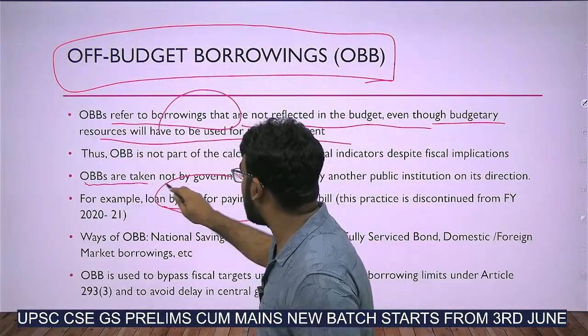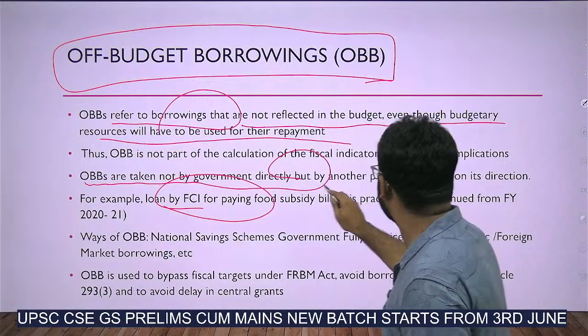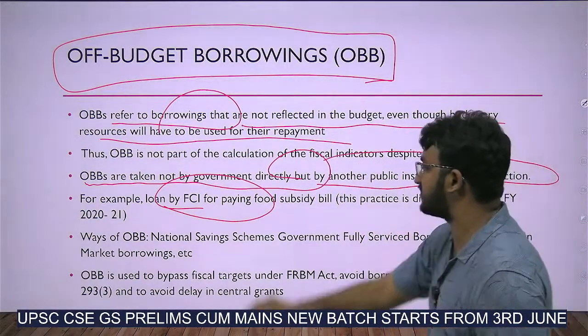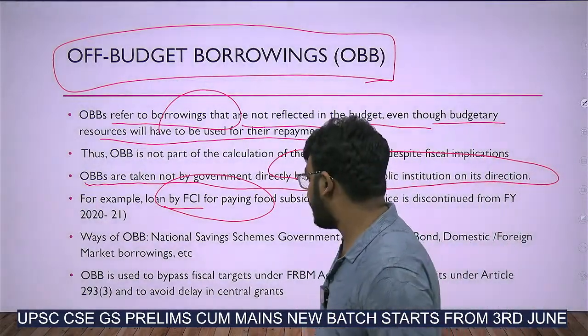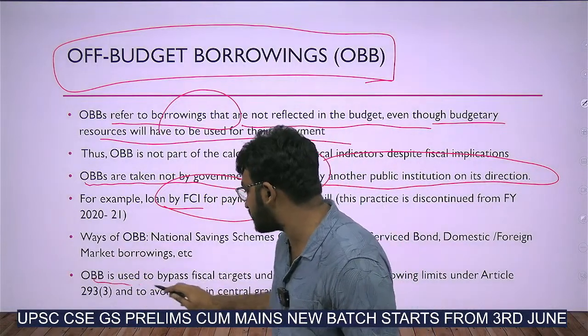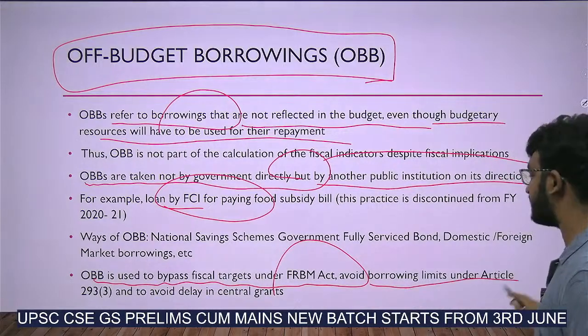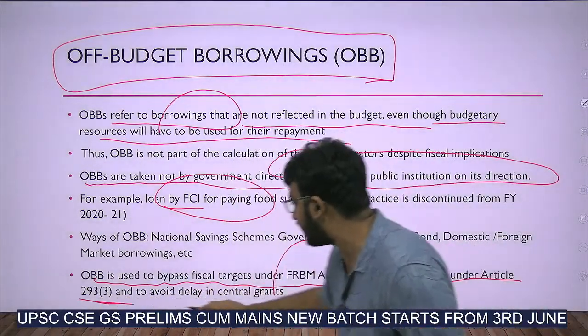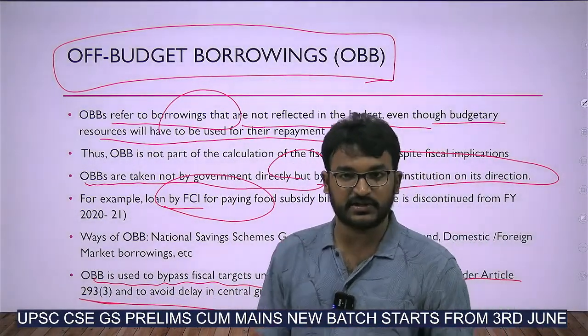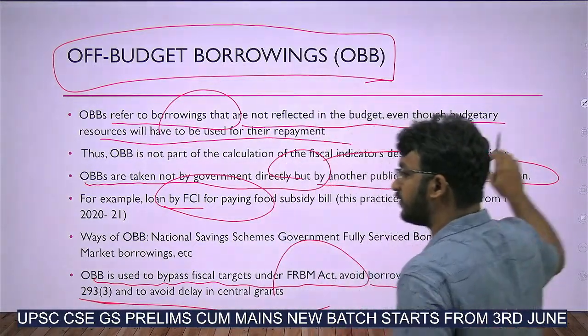Off-budget borrowings are taken not by the government directly but by another public institution on its direction. Okay. And why is this off-budget borrowing used? To bypass the fiscal targets under FRBM Act, avoid borrowing limits under Article 293 of the Constitution, and to avoid delay in central grants. Okay. Next.